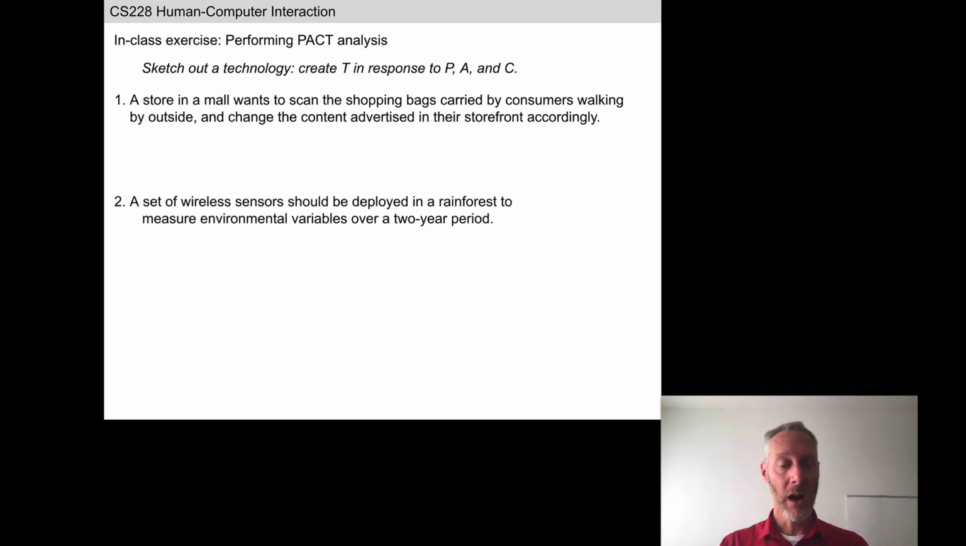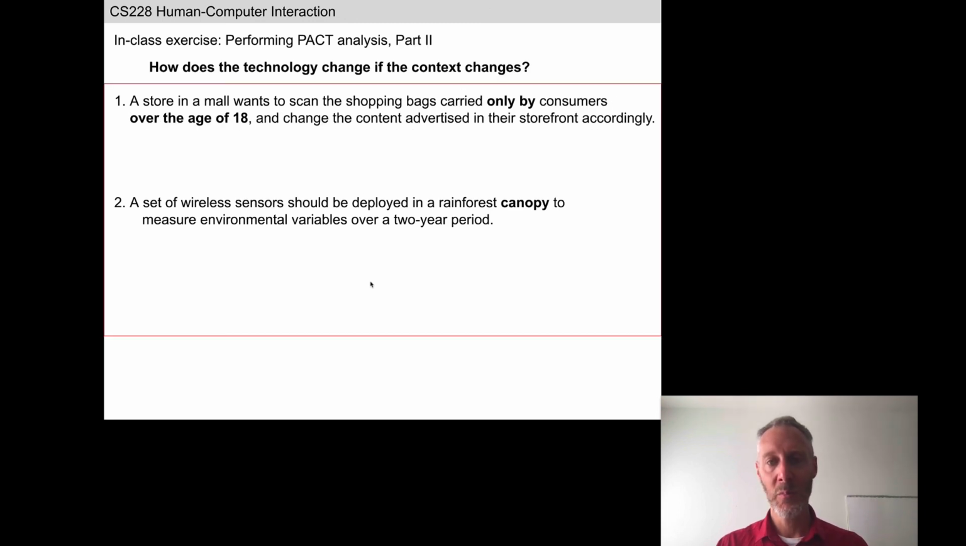Okay, so let's imagine I'm now going to change these technologies slightly on you. I'm going to change P or A or C. And as you've already identified in the case of number one, clearly there are privacy concerns here. Maybe not everybody agrees to do this. What happens if something was bought in a store by a minor and that minor is walking by another store and that store projects some advertising based on that? So maybe we want to try and restrict who we're going to project this information to.